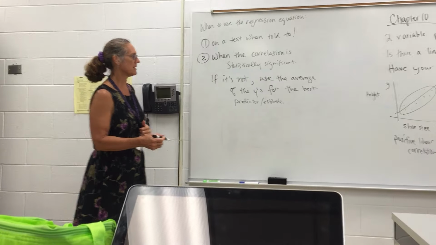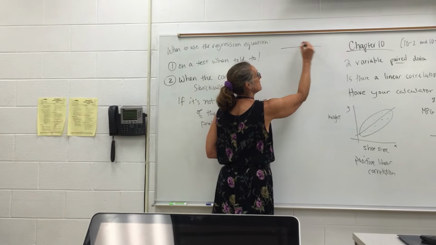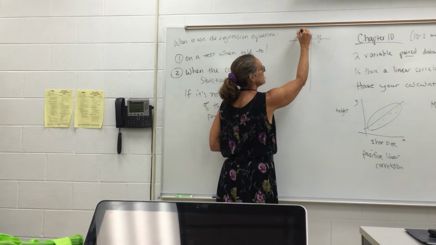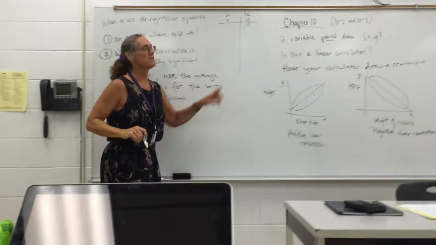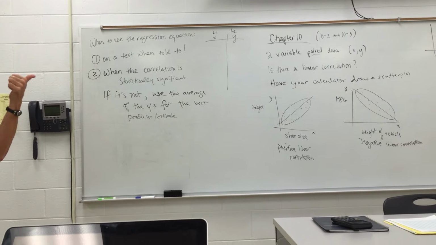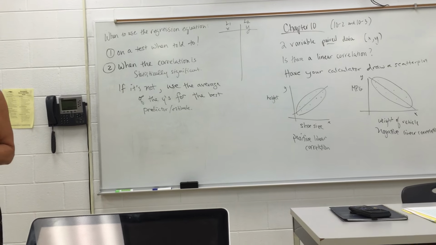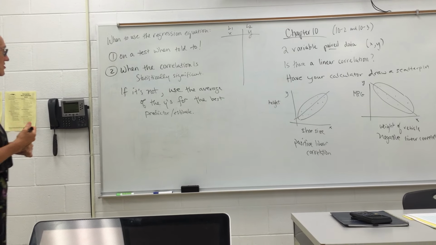So what we're going to be doing is putting the x's in list 1 and the y's in list 2. To average the y's, you can do your one variable stats and just tell it to use list 2. And then x bar will actually be the average of the y's. So I'll show you that.